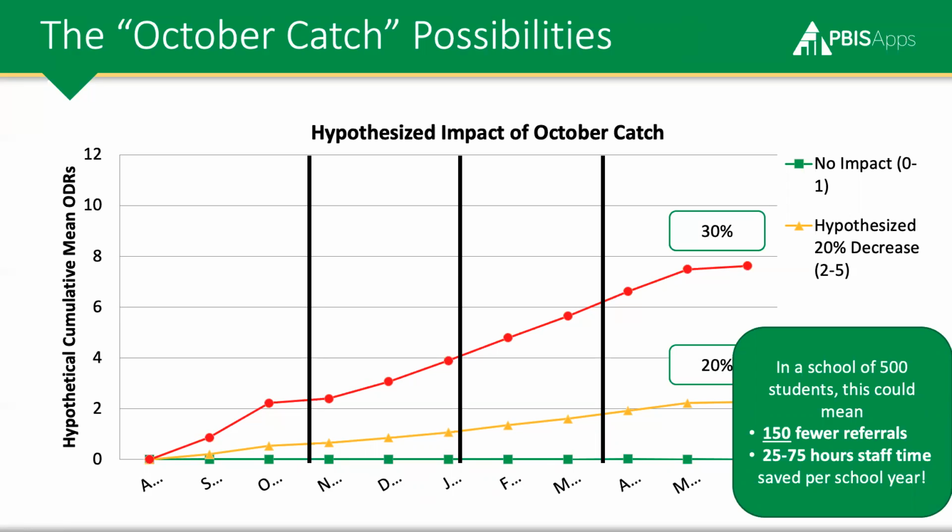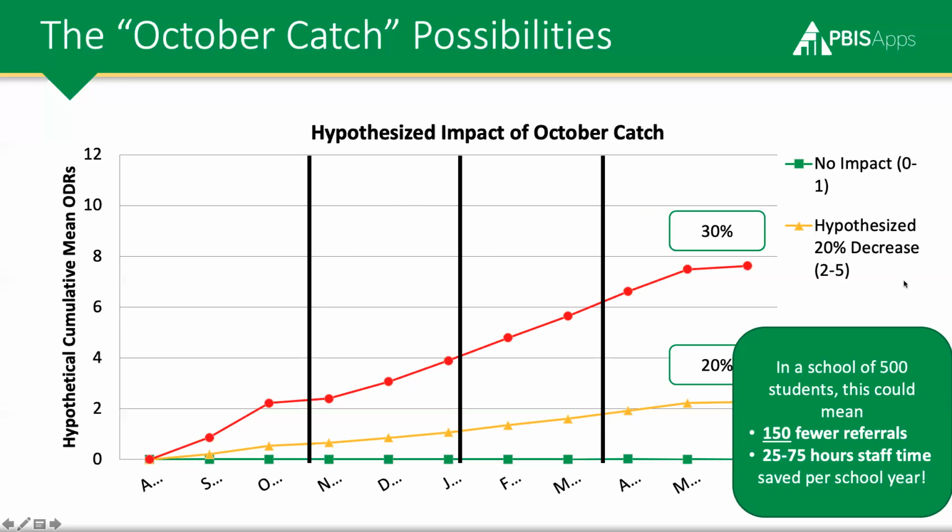So if you think of looking at this data, if this were a school of 500 students, that could mean 150 fewer referrals, which is a lot, which saves between 25 and 75 hours of staff time per year, which is also a lot. So we want to catch these kids early, catch them by October, check this data out, continually monitor them throughout the year, and implement these interventions as needed throughout the year to decrease the potential office referrals they're going to get, save us time, and have them end the year in a much better place.